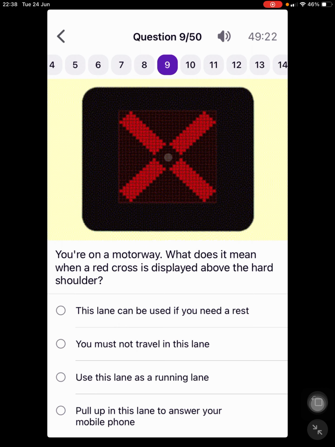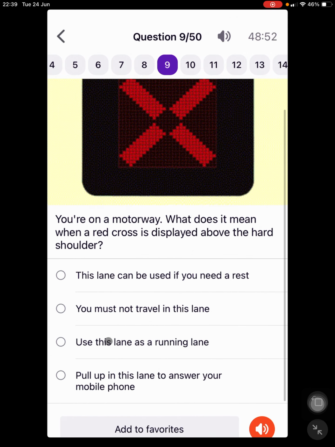So whenever there is a red cross on top of any lane, you're not allowed to drive in that lane. If you see a cross on top of any lane, you're not allowed to use that lane as a running lane. And when this is on top of the hard shoulder, it means you can only use the hard shoulder for emergency or breakdown. You cannot use the hard shoulder as a running lane when we have this cross on top of it. We can still use it in an emergency, exactly.